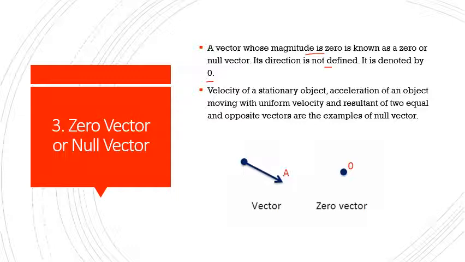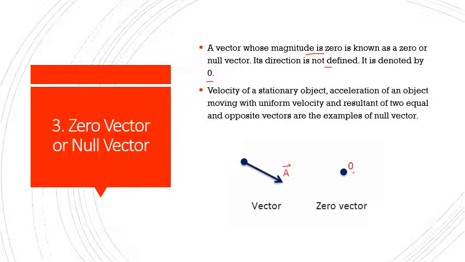We mention a vector as a bold letter, or a letter with a small arrow on its head. This is the way we mention a vector. And I have given the next diagram, zero vector. So how do we mention a zero vector? 0, right? Its direction is not defined. Whenever the magnitude of the vector is 0, it is called a zero vector or null vector. Is that clear? We'll see examples of when we get a zero vector.